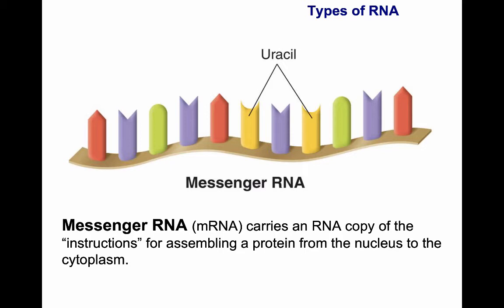So, messenger RNA first. Messenger RNA, or mRNA, is essentially an RNA copy of the instructions for making a protein in a gene. So we've got DNA in the nucleus, a sequence of bases on DNA. Messenger RNA has the job of carrying that sequence information away from the nucleus and out to the cytoplasm.